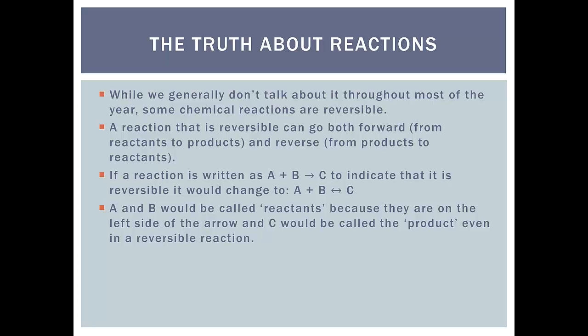A and B would still be called the reactants because they are on the left side of the arrow, and C would be called the product even in a reversible reaction. This way we can just keep straight which things we're talking about. So even though technically the products are still acting as reactants when the reaction is going reverse, we always refer to the things that are on the end of the arrow as being the products.